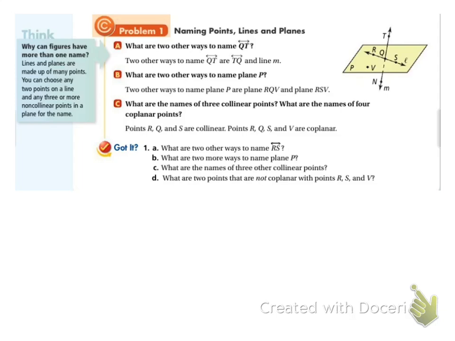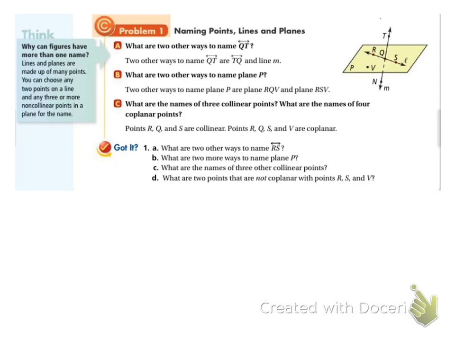Three names of collinear points. So those are points that are on the same line. We can look at points R, Q, and S. And then 4 points that are coplanar, that are on the same plane, are R, Q, S, and V.